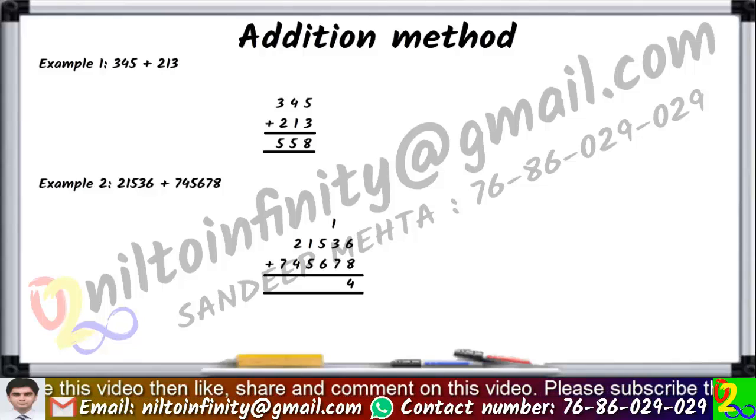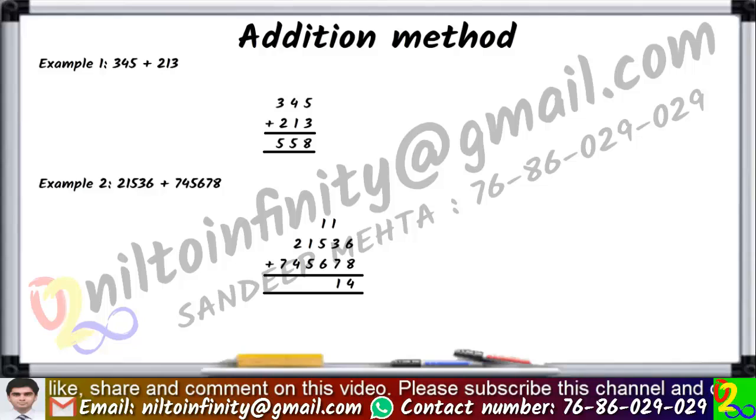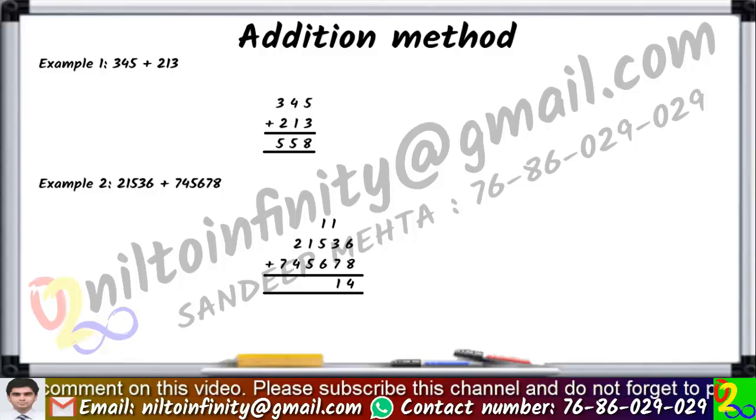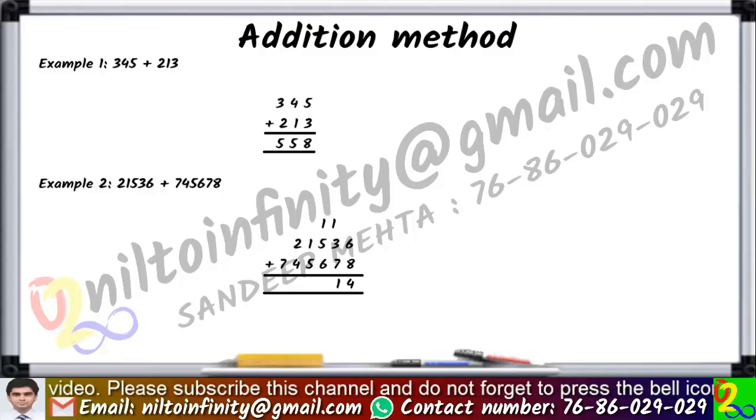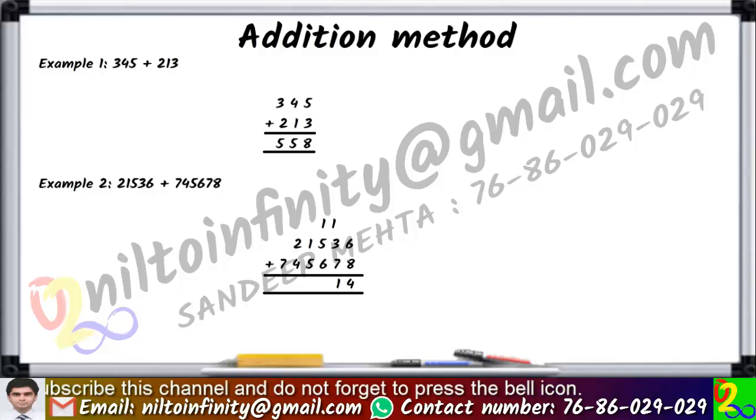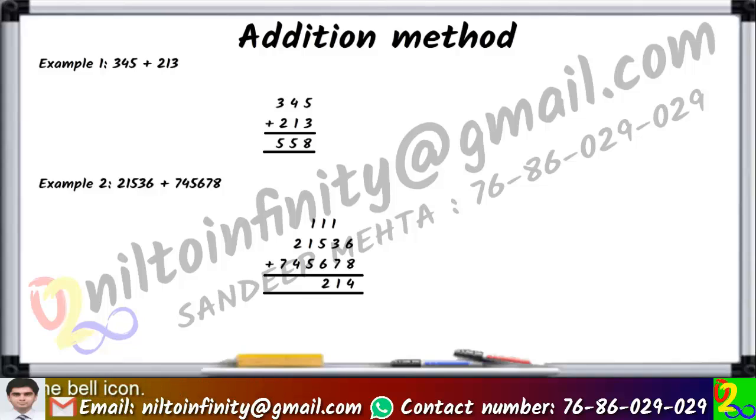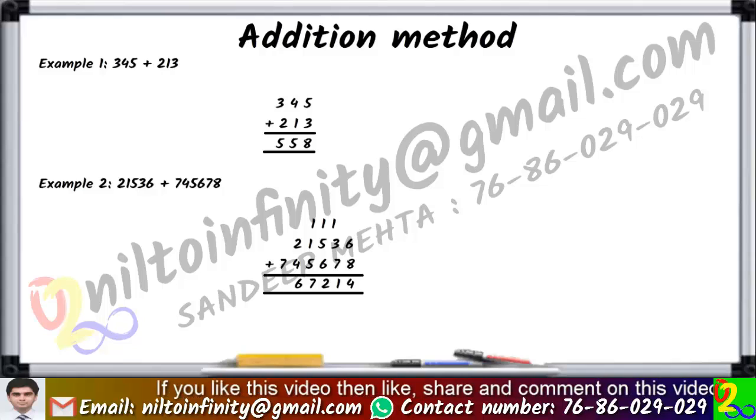We write the units place digit, that is 1, and take 1 of 11 as a carry to the next stage. 5 plus 6 plus 1, which is the carry, gives 12. We write the units place digit, that is 2, and take 1 of 12 as a carry to the next stage. 1 plus 5 plus 1, which is the carry, gives 7. 2 plus 4 gives 6. 0 plus 7 gives 7.